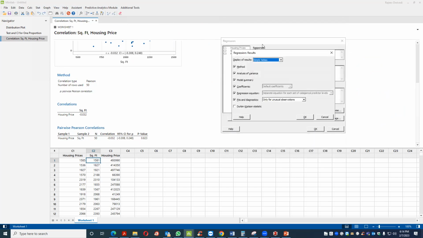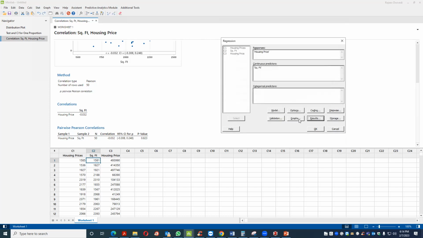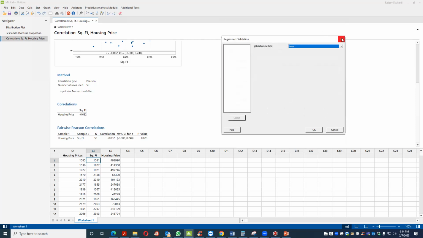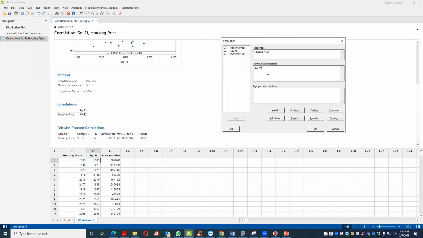Results can be stored in different ways. Durbin-Watson is used when you have time series data to do the regression. So I'm not going to do anything, just selecting the house price and square feet. Here you can do a categorical predictor, meaning 1, 0, 1, 2, 3, 4, based on different ratings. So I'm just going to run it, and let's look into this.